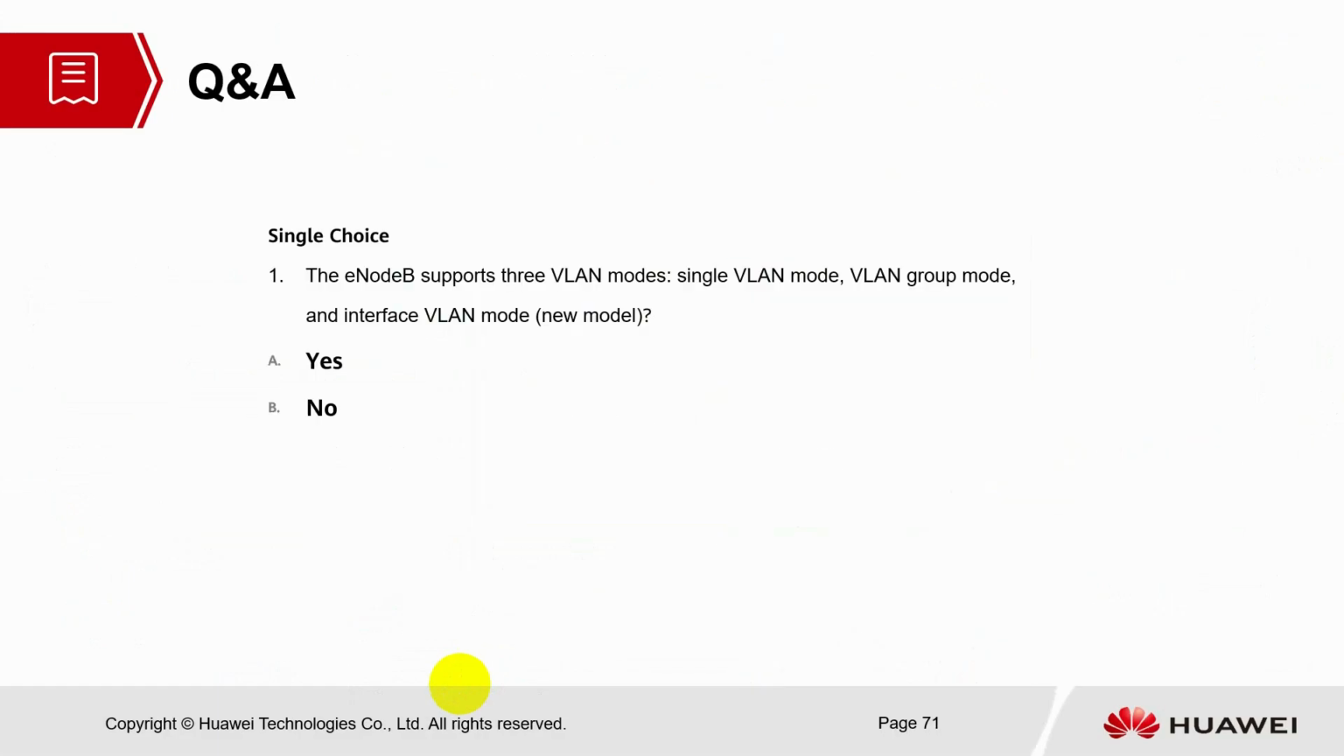So Q&A session: the eNodeB supports 3 VLAN modes, single VLAN mode, VLAN group mode, and interface VLAN mode, for the new model. Is this yes or no? Yes, it's a true statement.